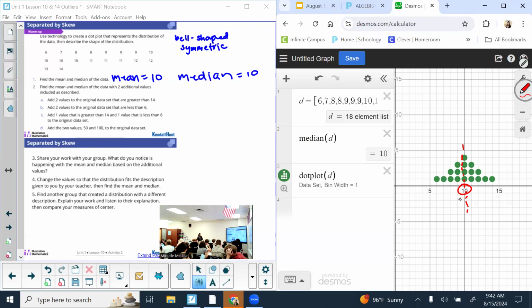Now we wanted you to change the data a little bit. So you had to find the mean and median of the data with 2 additional values described below. So does that mean we're removing any values? No, you're just adding 2 that meet the criteria that it says there. So table 5, we need to add 2 values to the original data set that are greater than 14. What 2 numbers did you pick?